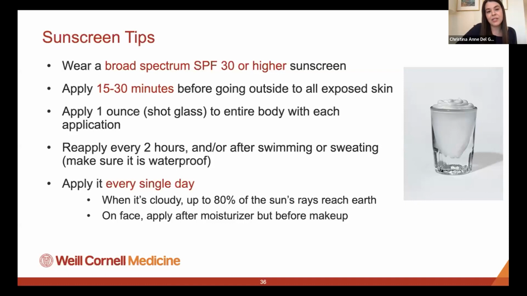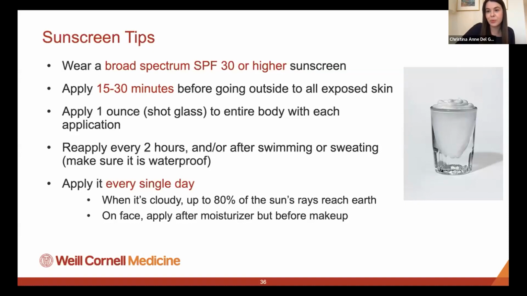You want to apply it 15 to 30 minutes before going outside to all exposed skin, and apply at least 1 shot glass to the entire body with each application. That oftentimes surprises people. That's a lot of sunscreen. So you really have to be generous with your application to get the SPF that's written on the bottle. You want to reapply every 2 hours. This is really important.